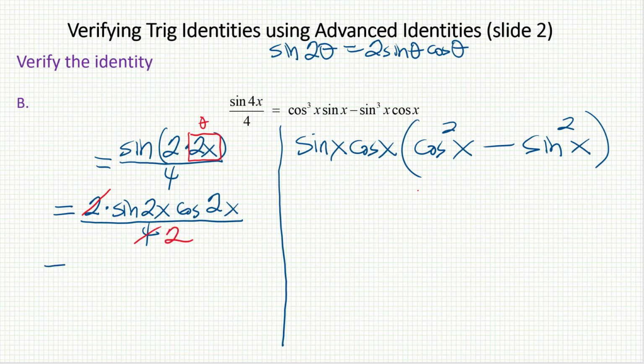Okay, where will I go next? Well, now it seems a little more obvious. All I'm left with here on the top, I have a sine 2x. Well, that's a direct application of the double angle identity. And then I have a cosine 2x, and I have an identity for that as well. So let's see, sine 2x, that's just what we have written right here. That's just 2 sine x cosine x. That's being multiplied by cosine 2x.